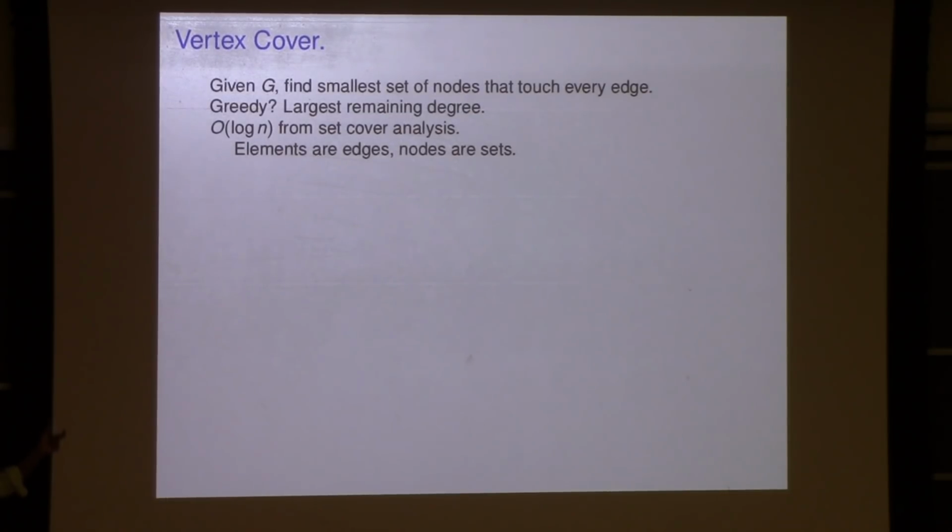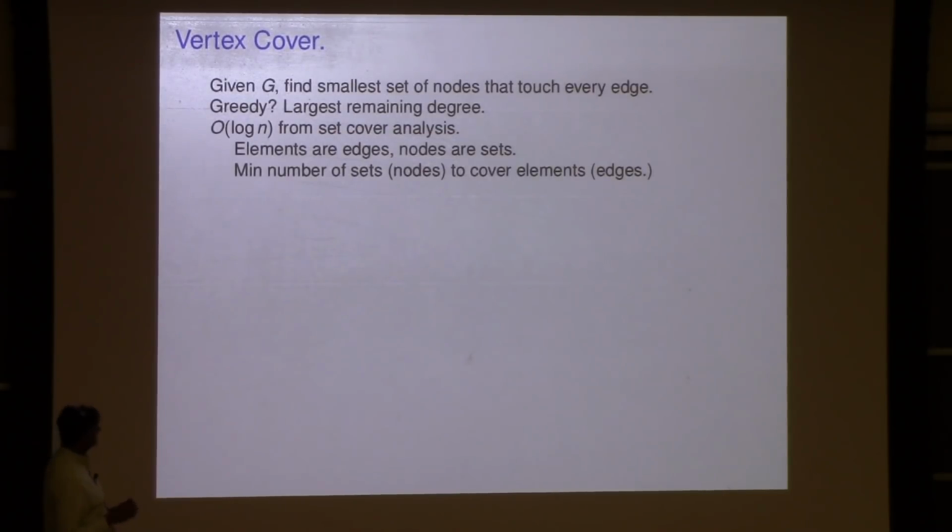The elements are edges; that's what you're trying to cover. And the nodes are sets, all the adjacent edges that are being covered. So you can actually just translate it. And when you translate it, the largest set and the largest remaining degree are the same algorithm. So it's a min number of sets to cover the elements. Can we do better? Do you think you can do better? Probably wouldn't have shown you this if we couldn't do better, right?